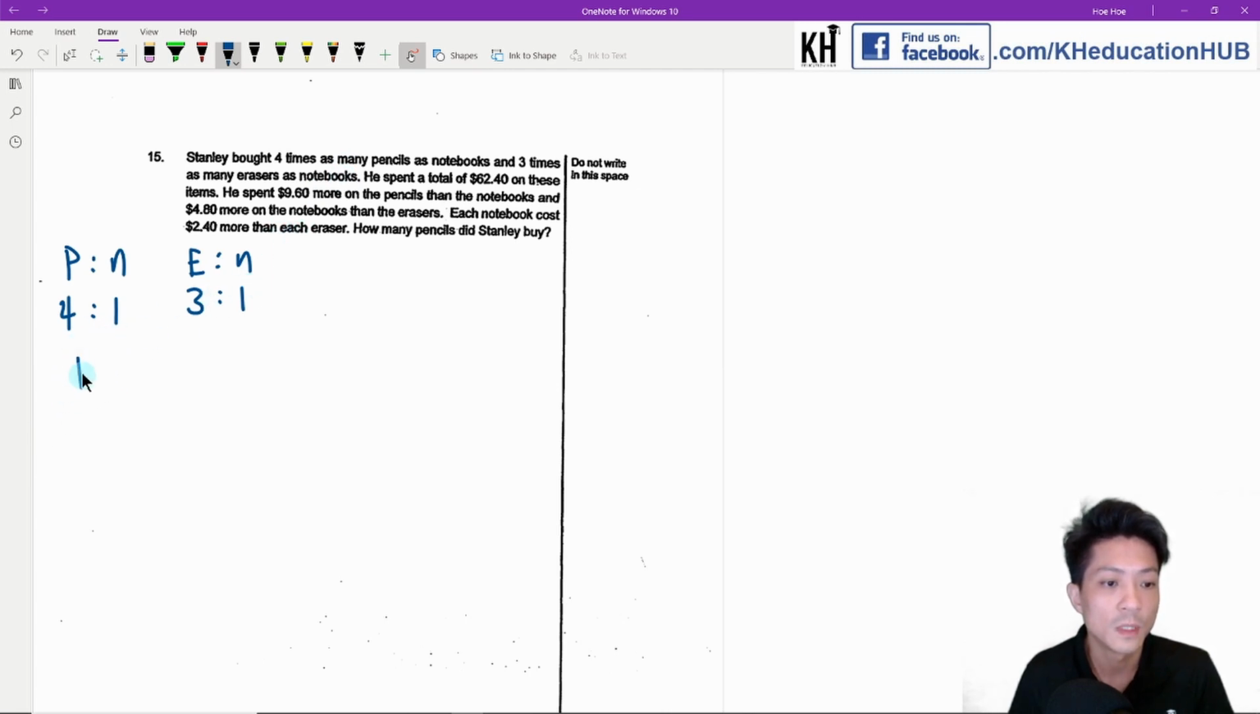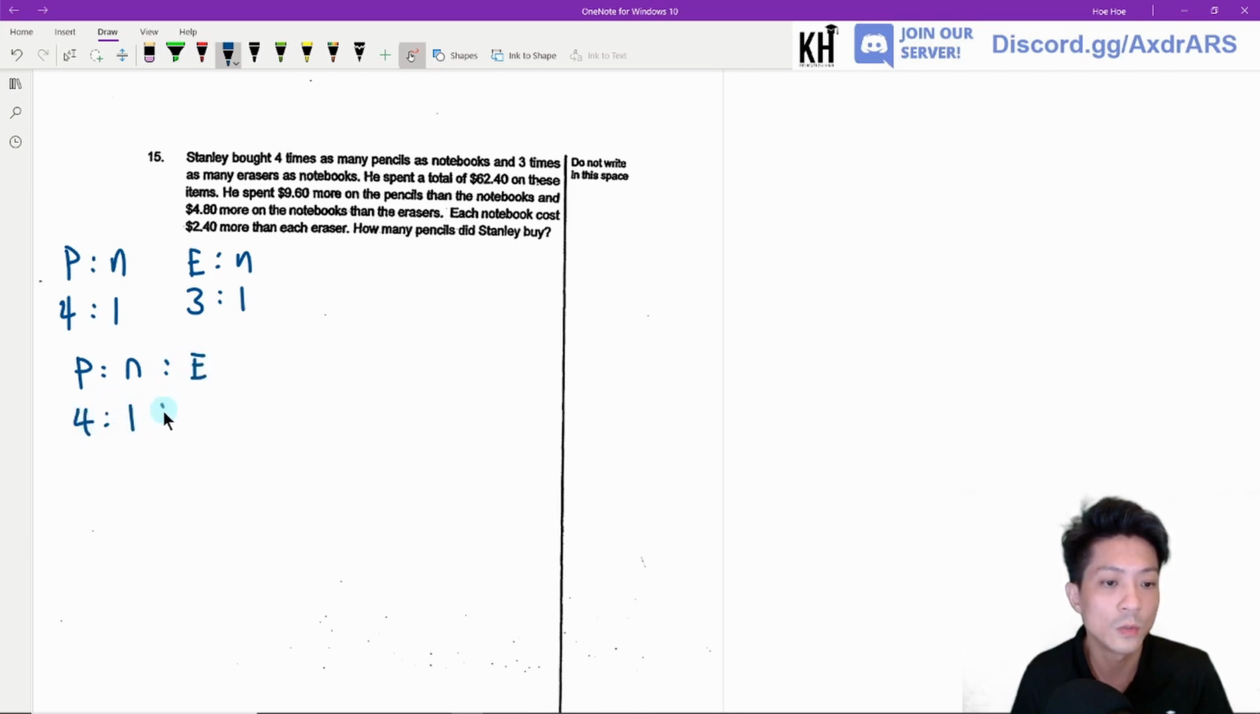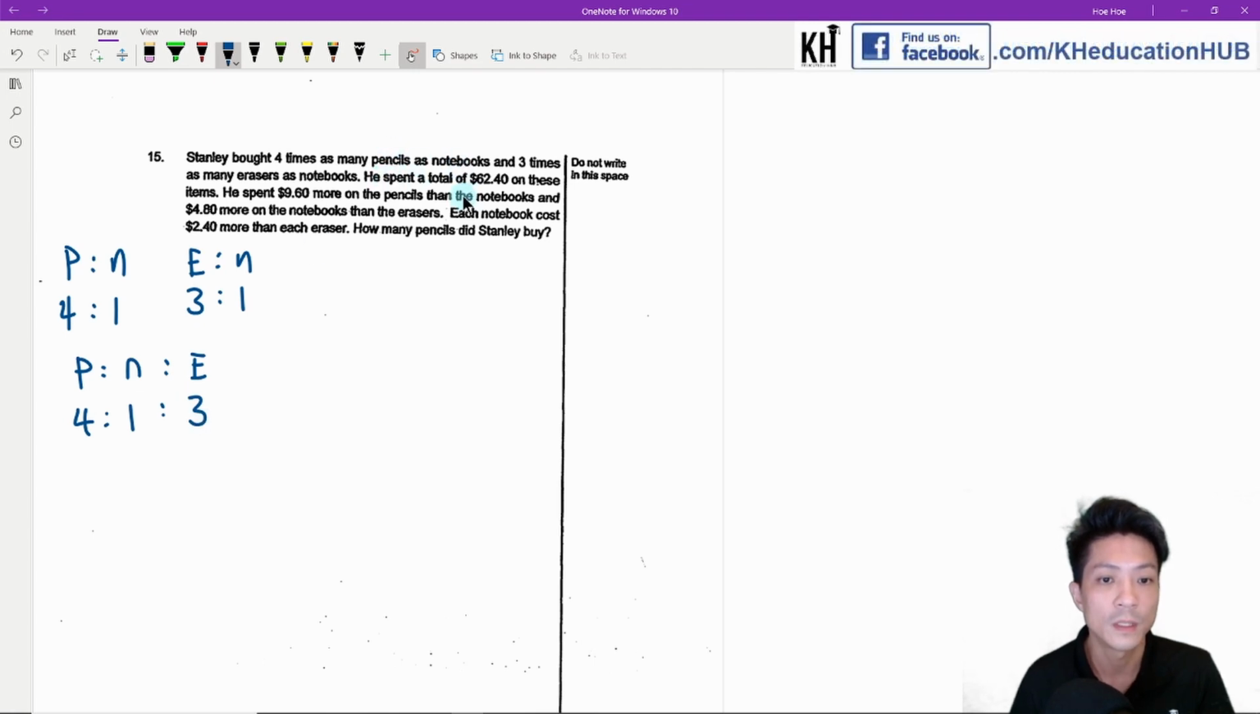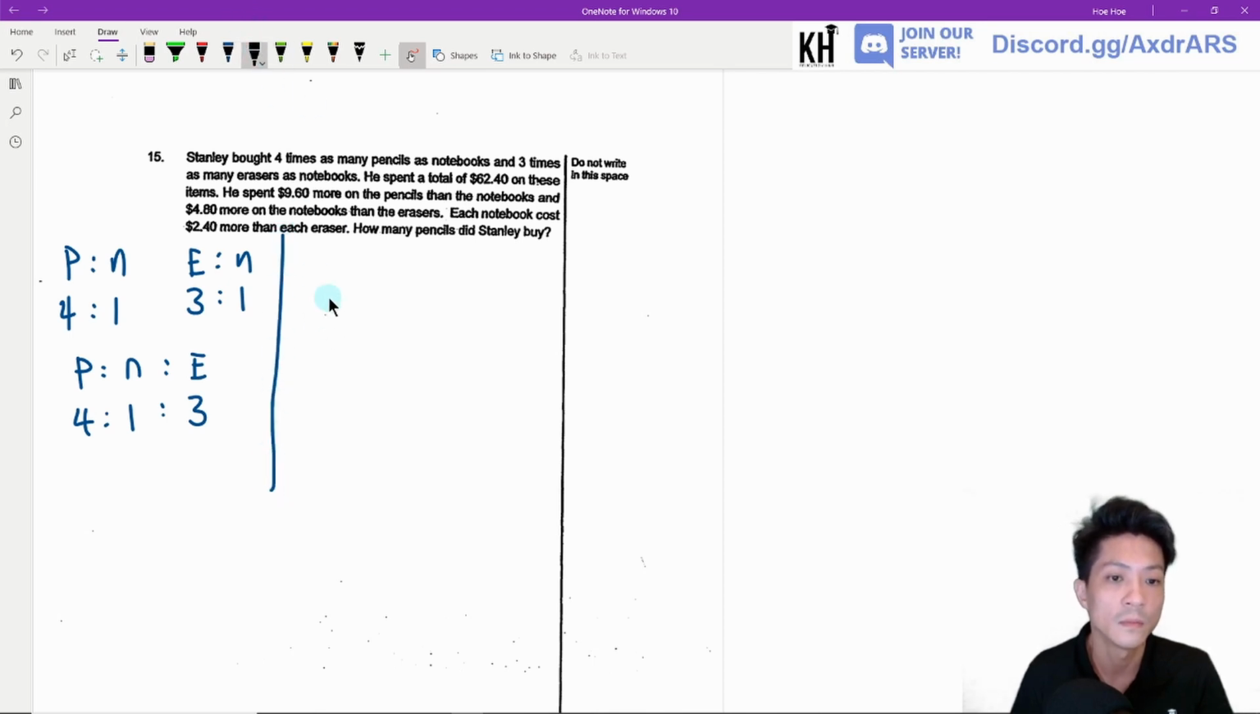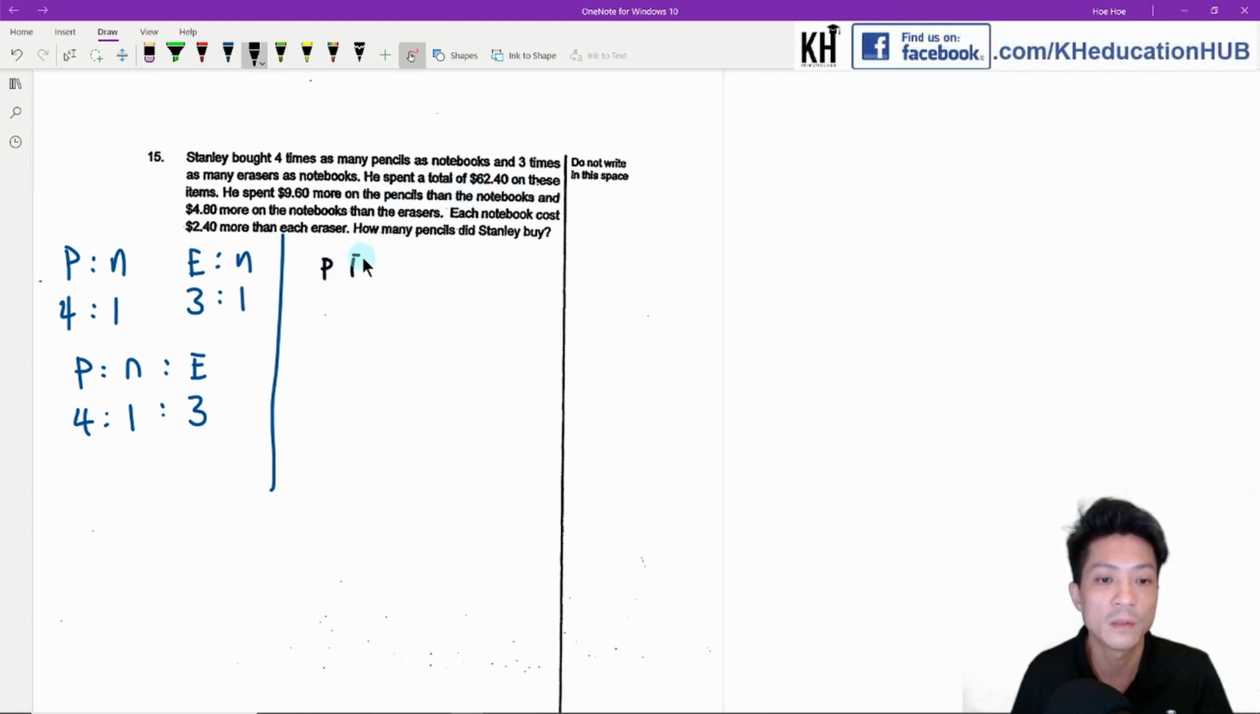Okay, so I can see that pencil is to notebook is to eraser is 4:1:3. Okay, he spent a total of $62.40 on these items. He spent $6.90 more on the pencils. So I'm gonna draw a line. He spent $6.90 more on the pencils than the notebooks. So pencil, draw a model. Okay, it will be $6.90 more on the pencils than notebooks.